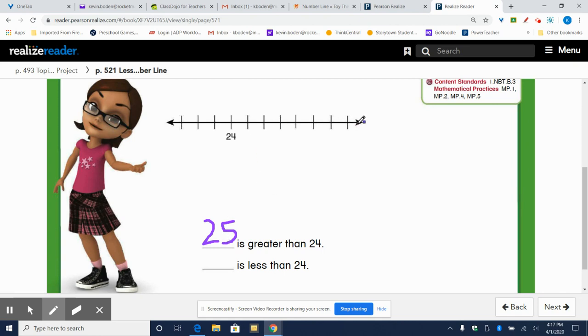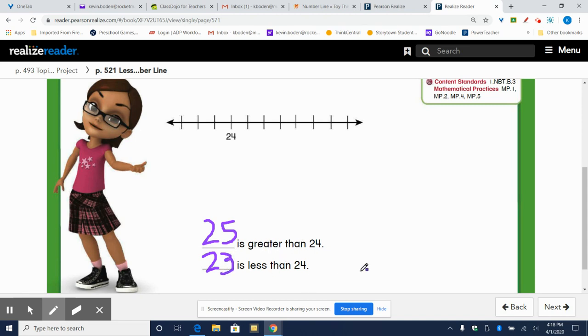And maybe you thought of a higher number. Maybe you said 100. It's up to you. Now let's think of a number less than 24. Just for the sake of this video, I'm just going to go one less than 24. So I'm going to say the number 23. Now what's really cool is that it has our answers right there where it says greater than and less than.